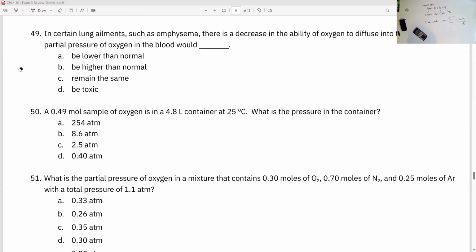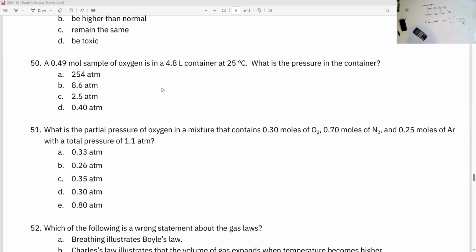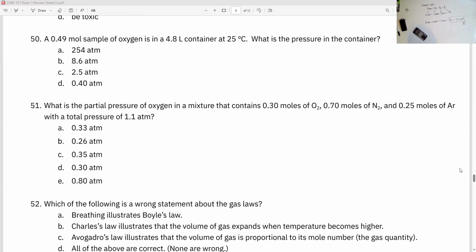All right, let's take a look at the next two questions. Do some calculations with these ones. So here we have a 0.49 mole sample of oxygen in a 4.8 liter container at 25 degrees Celsius. What is the pressure in the container? So that looks like an example of our ideal gas law.